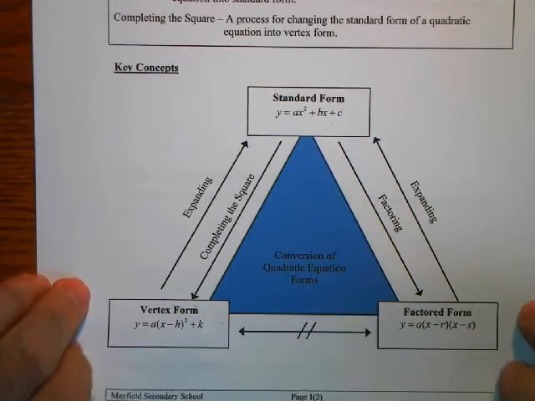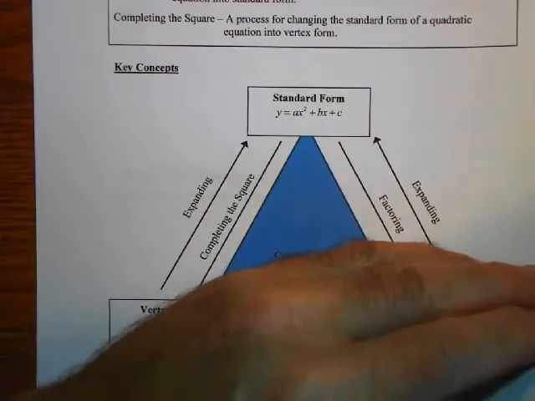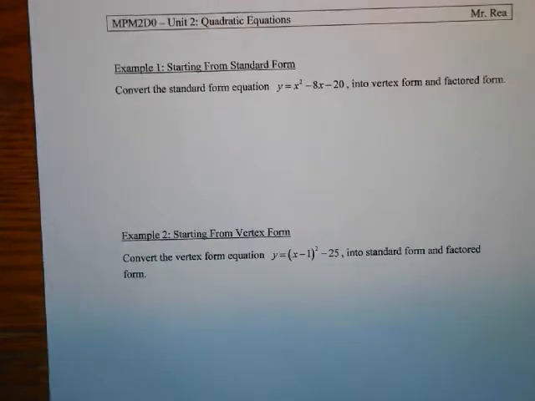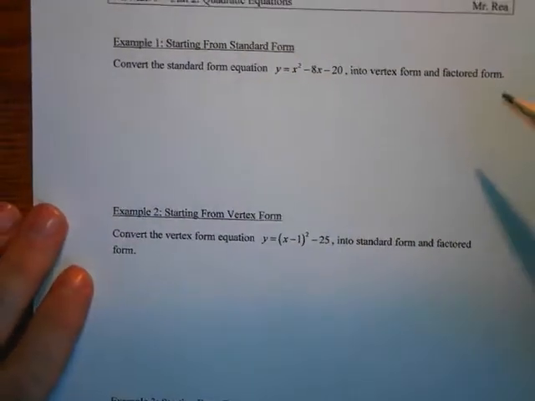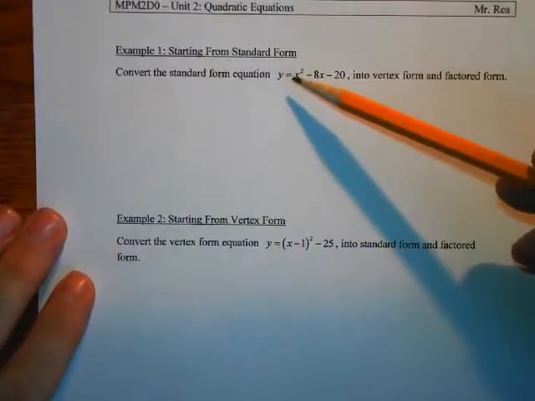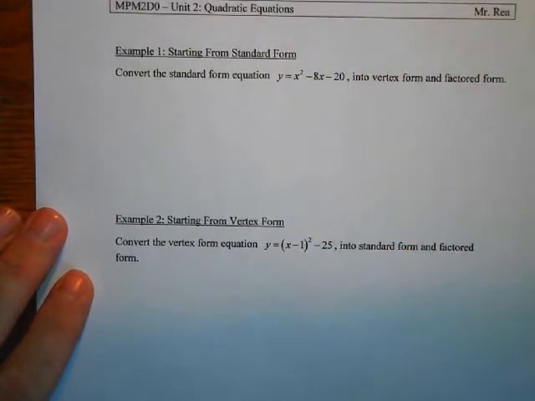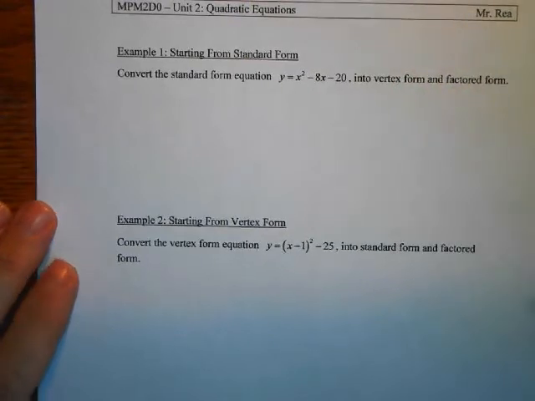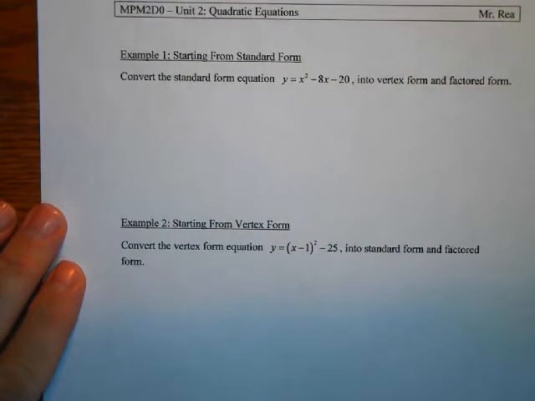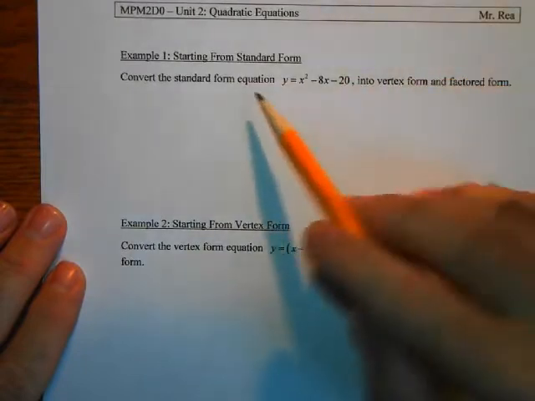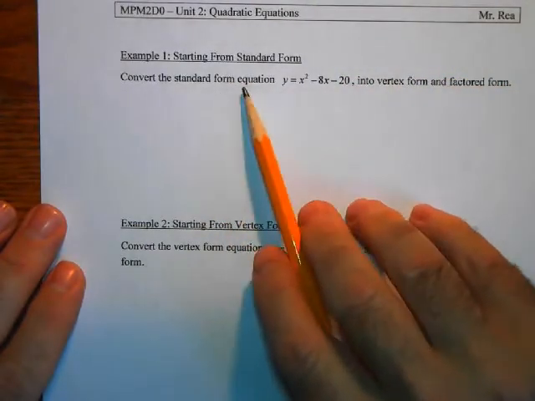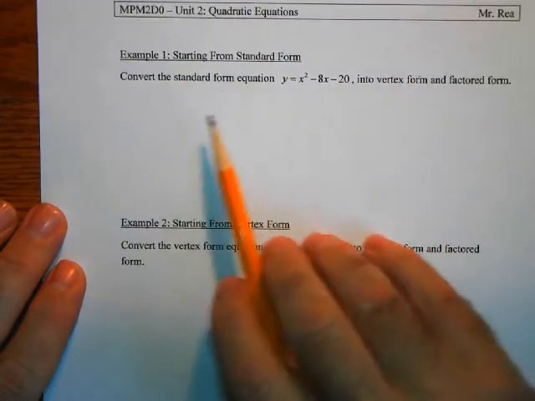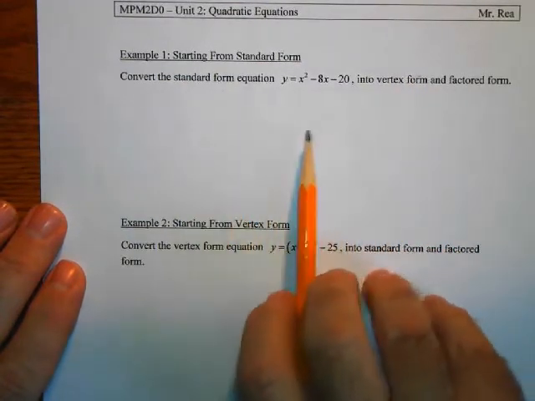Okay, so I got some examples here just to practice. Okay, so there's going to be one of each. So the first one is if we were given an equation in standard form, let's create the other two forms, vertex and factored form. Okay, so now remember, standard form, I can go directly to either one of these, to vertex form or factored form. So I could do either one of these first. It doesn't really matter.